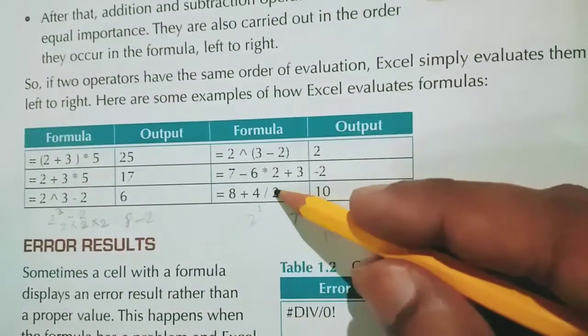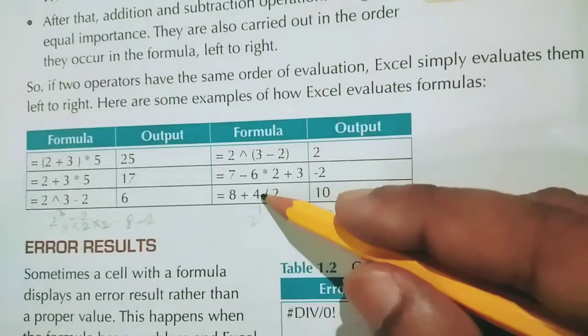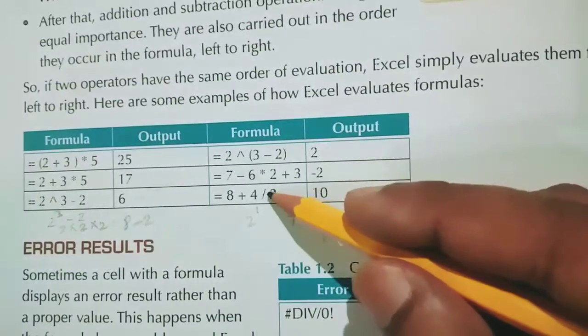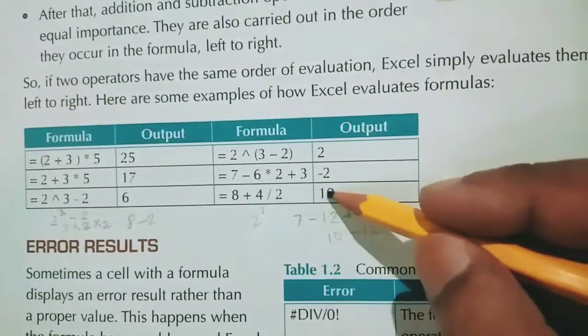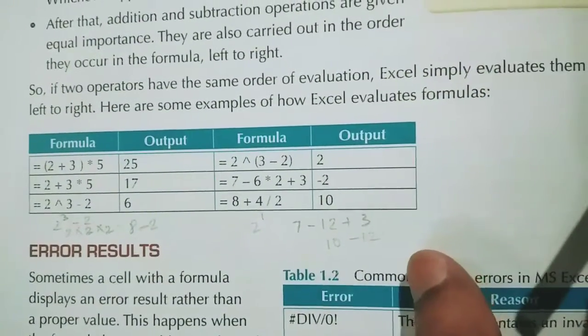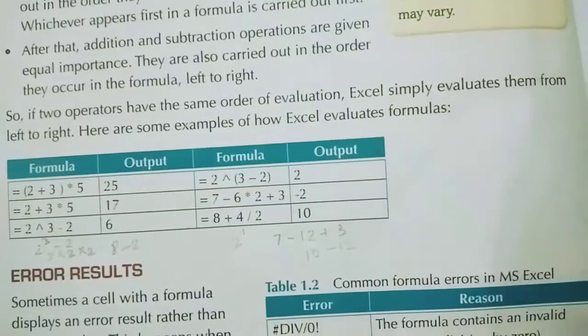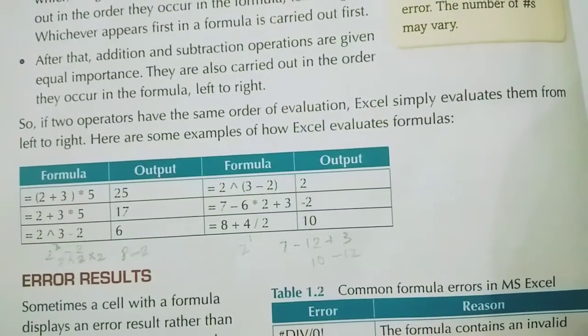Then 8 plus 4 by 2. This is division, so obviously we will perform division first. 4 by 2 is 2. 2 plus 8 is 10. Now understood, students? So this is the way of doing the maths in MS Excel.